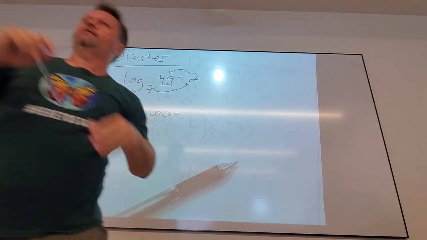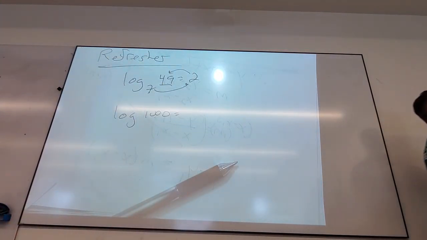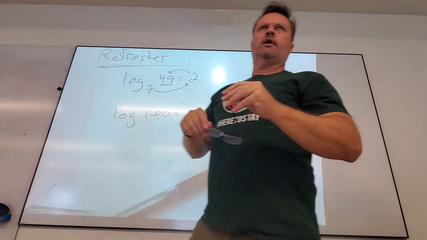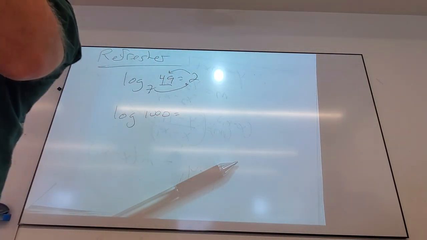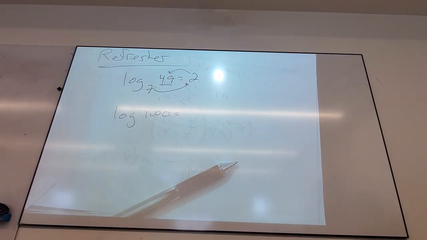So if I see log of 1,000, what is that asking me? Don't tell me the answer, tell me what it's asking me. How many 10s do I multiply to get 1,000? 3 10s, because it's 3 zeros. Okay, very good.